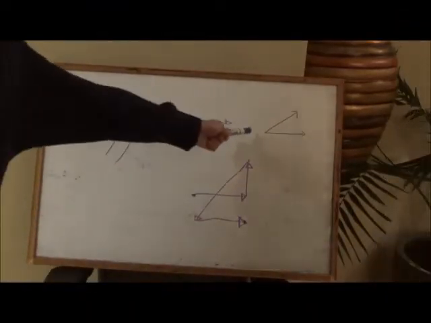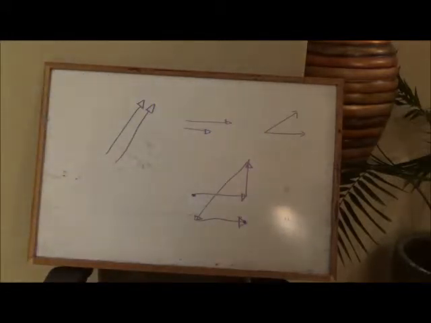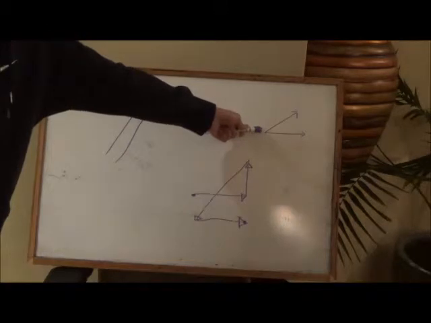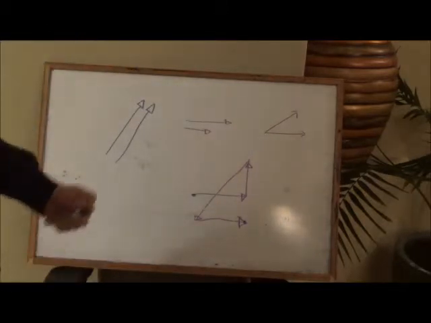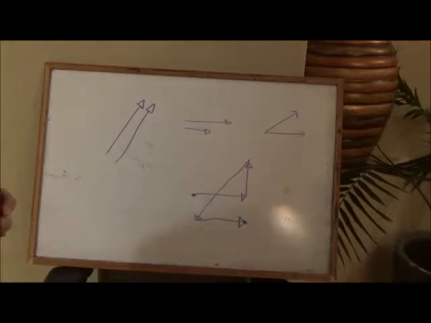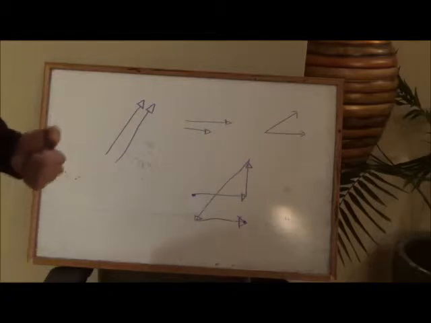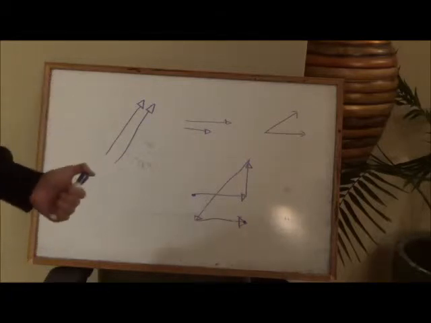Okay, so in this one over here, these are unequal vectors because even though they have the same magnitude, their direction is not the same. And in order for vectors to be equal, they have to have the same magnitude and the direction has to be facing the same way.